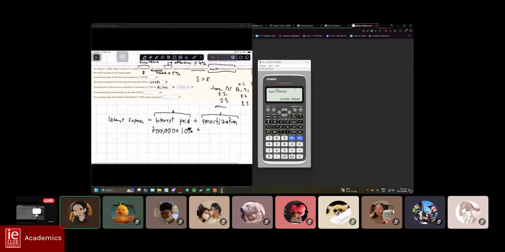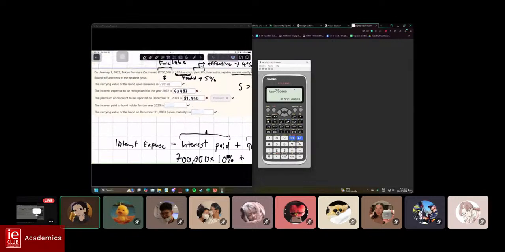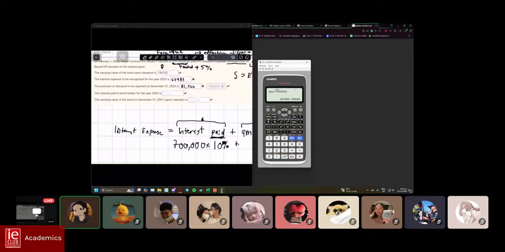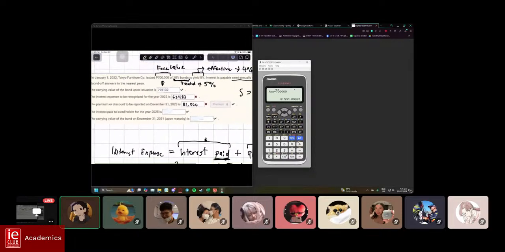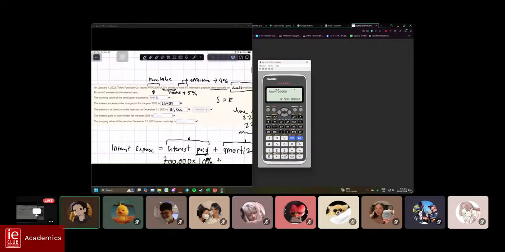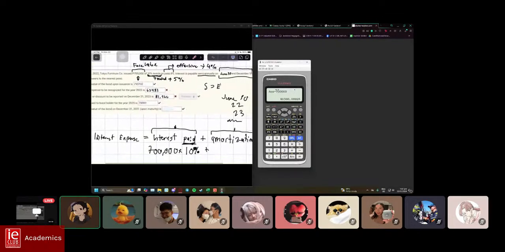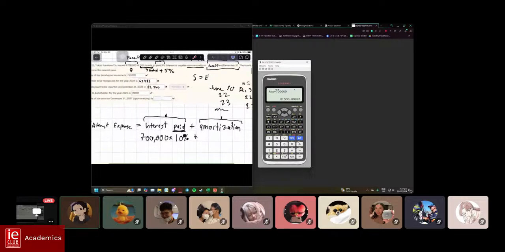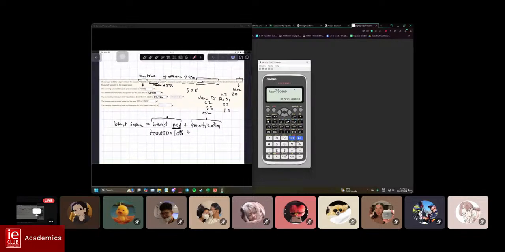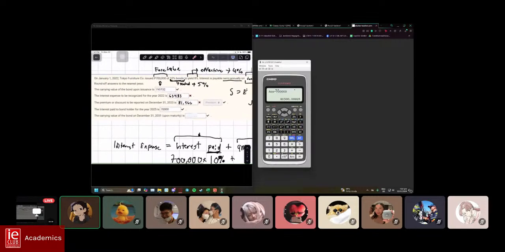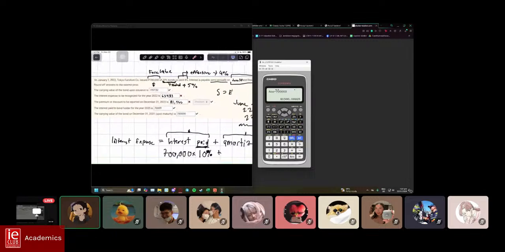Then next, the interest paid to bondholders for the year 2025 is what? We discussed earlier that interest paid is the literal money transferred. We don't care about the present value and stuff, so this one is easy. It's 10% of 700,000, or to be particular, two payments of 5% of 700,000, which is 70,000. Then the carrying value of the bond upon maturity is what we mentioned earlier: after all that amortization, the carrying value is the same as the face value. That's so awesome, guys.